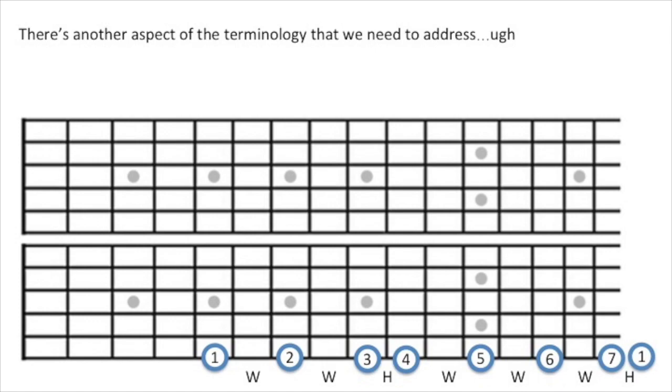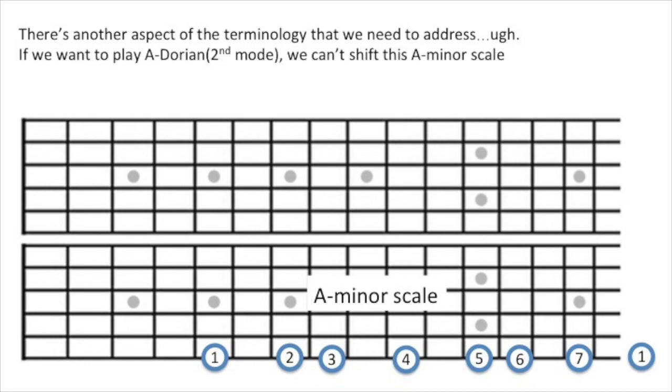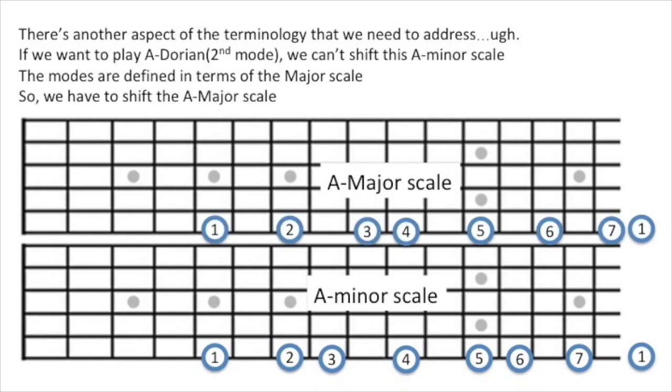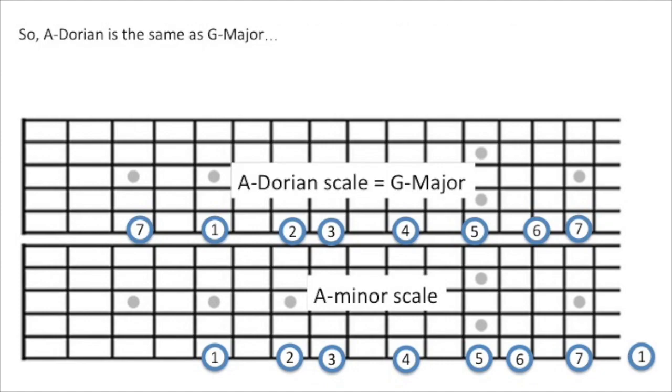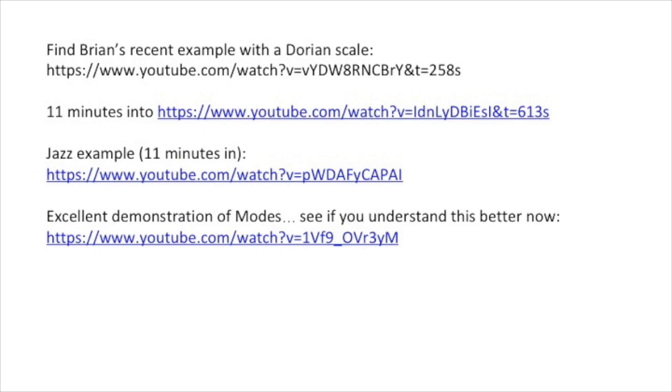There's another aspect of the terminology that we need to address. Let's switch to A minor for this example. If we want to play A Dorian, which is the second mode, we can't just shift this minor scale, which would be like playing G minor. By convention, modes are defined in terms of the major scale. So, in this example, we would have to shift the A major scale to get the A Dorian mode. Dorian mode is the only mode I've been able to memorize so far. I just remember that if I'm playing key N, then the Dorian mode is key N minus 1, and play the major scale around key N minus 1. I've listed some YouTube lessons with modes below. See if they make more sense.